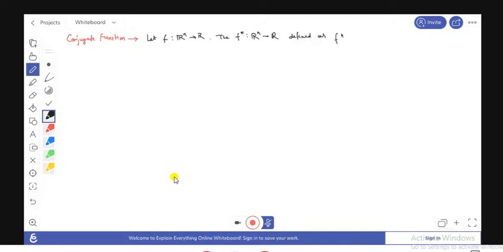f star of y equals the supremum over x belonging to the domain of f of y transpose x, because y is an element of Rn, so y transpose x, and x is also an element of Rn. So y transpose x minus this function f(x) is called the conjugate of f.